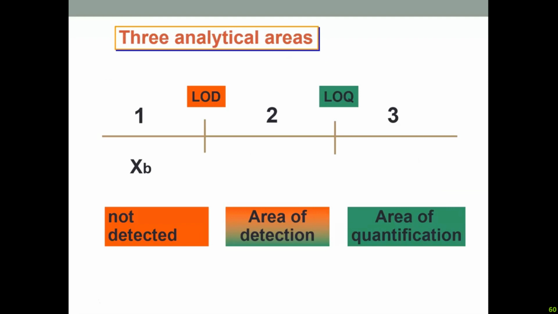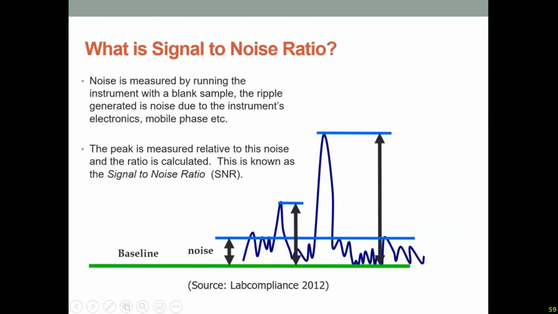There are 3 main analytical areas you would be concerned with when you're talking about a validation of a method. The first area is area 1, where you can't detect any analyte. Area 2, where you can detect that there is analyte, but there's not enough for you to quantify it, and area 3, where you can quantify the amount of analyte that's in your sample.